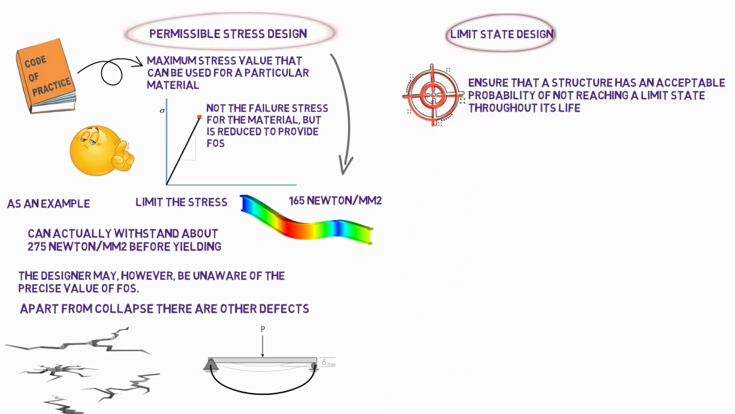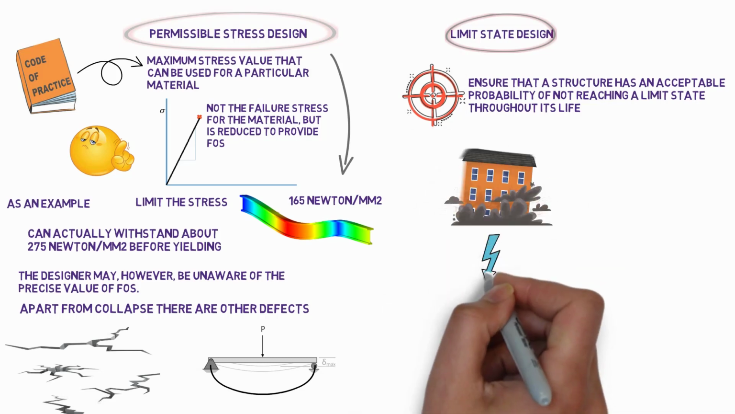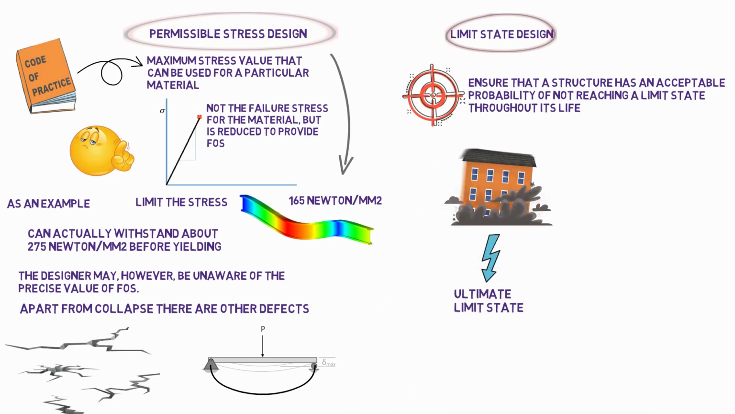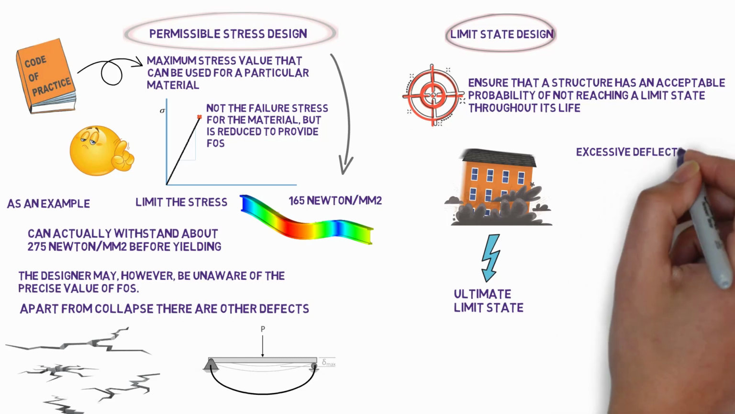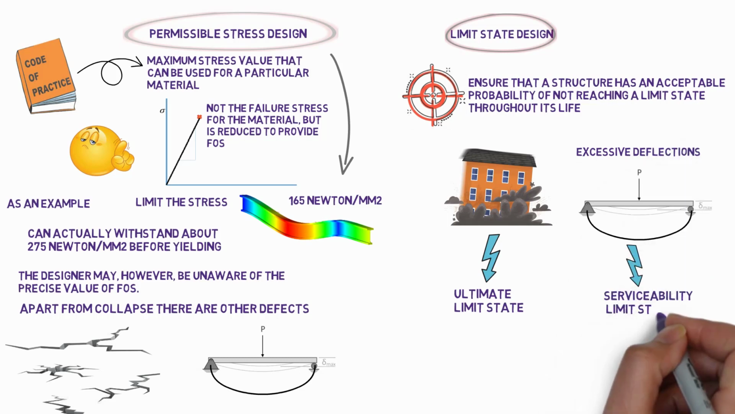This seems to be largely stating the obvious, although the use of the word probability is highly significant. It implies that we are aware that in the real world we must accept some failures from time to time. Clearly some limit states are more important than others, the most important obviously being collapse, and this is termed the ultimate limit state. All the others, such as excessive deflections, are termed serviceability limit states.